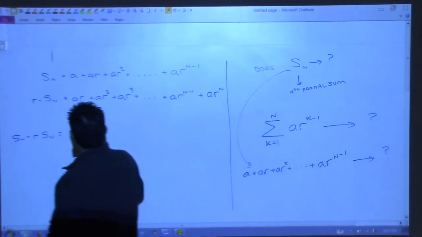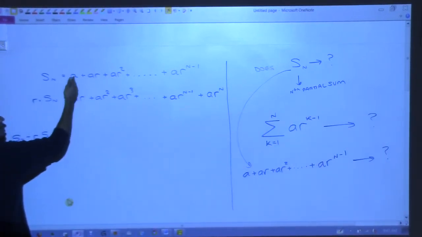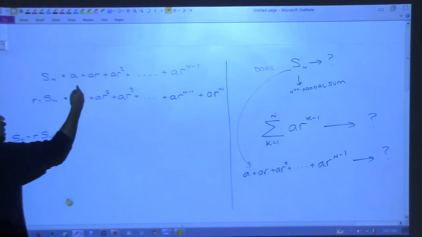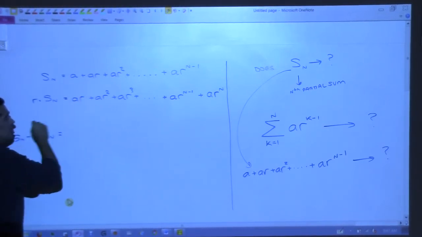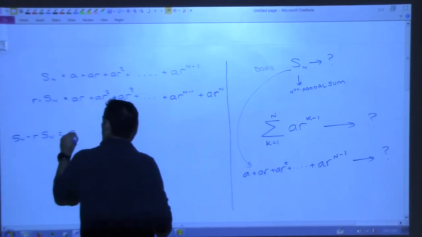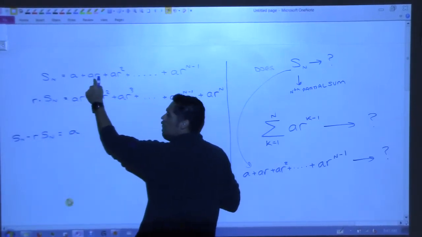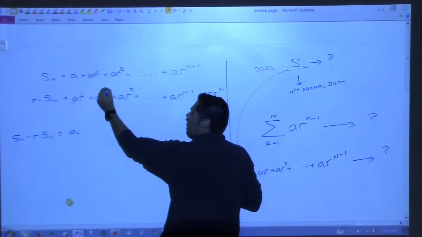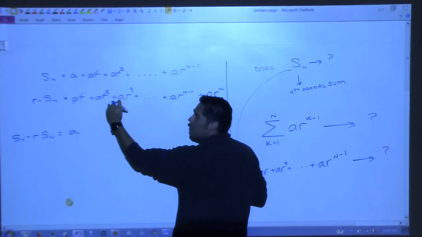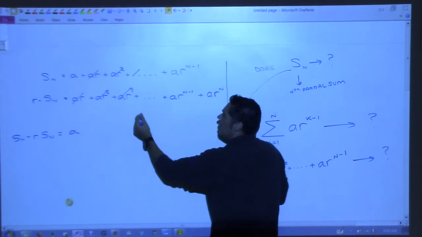Okay, so if I take A, I can do these almost vertically. There's nothing to kill off this A down here, right? There's not an A. So when I subtract, that A is still there. Now, this AR gets killed off by that AR, right? This AR squared, because I'm subtracting. This next one, all the way down.